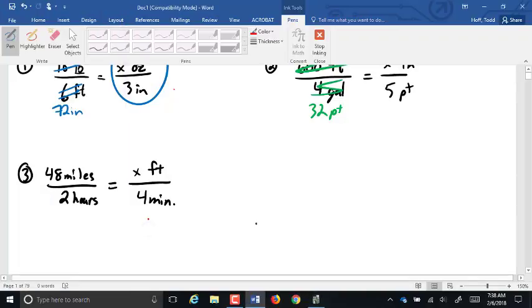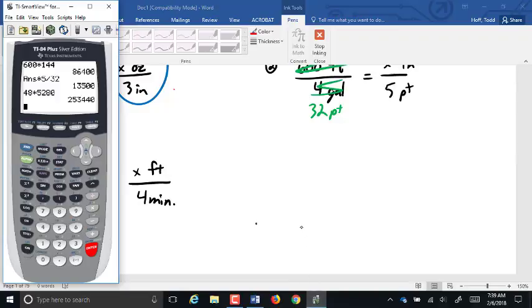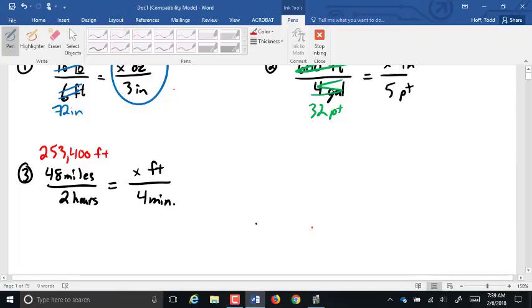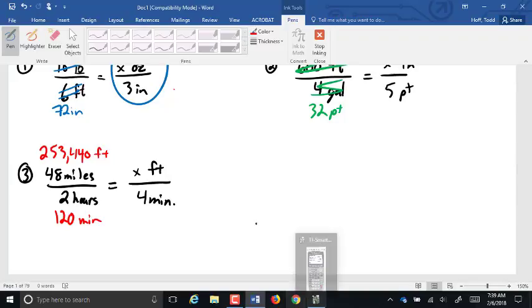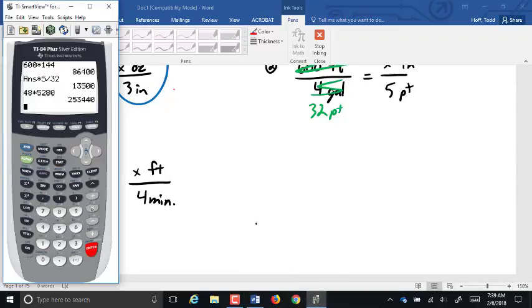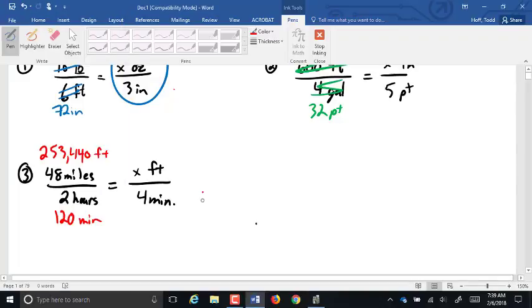So 253,440 feet here. 120 minutes out of the 2 hours. So then we're going to convert times 4 divided by 120. 8448. Palindrome. Feet per minute.